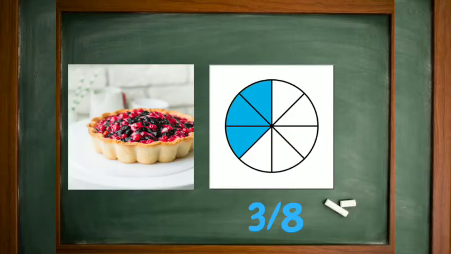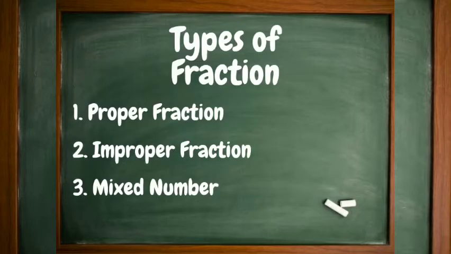One of the best examples to visualize fraction is a pie. In this picture, the pie was cut into 8 pieces. And if 3 slices were eaten, to express the eaten parts in fraction, it will be 3 over 8. After knowing the concept, we need also to learn the types of fraction. And these are proper fraction, improper fraction, and mixed number.